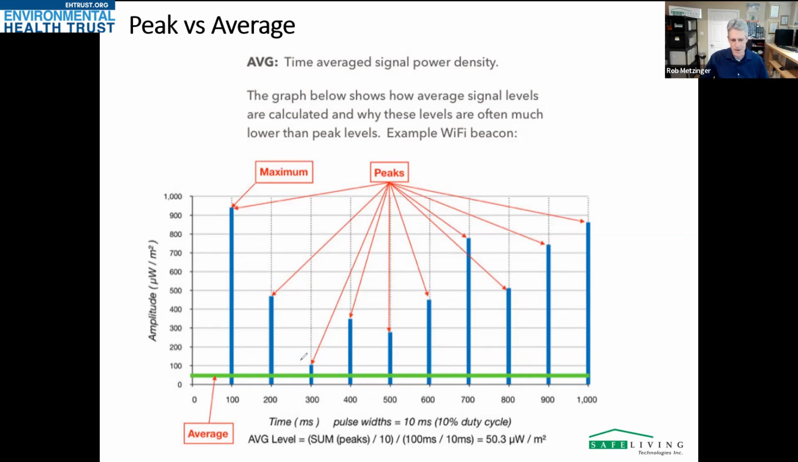You can see that the reading is much lower and much more misleading if you use average readings compared to the maximum, because for electrically sensitive people, we definitely need to look at the peaks, and we need to look at the maximum when you're doing these measurements. So that just gives you an example of the importance between peak and average measurements. So I wanted to get that into your heads first.